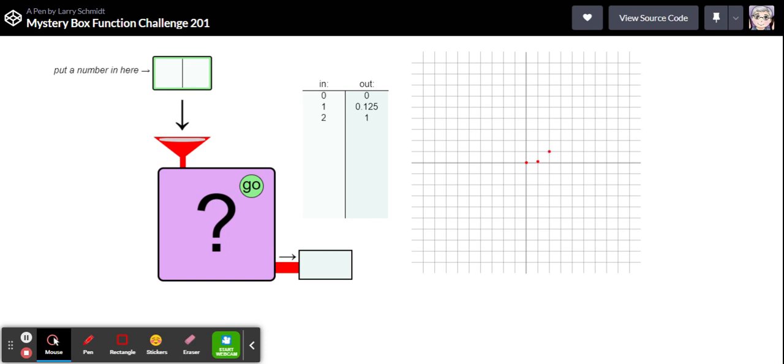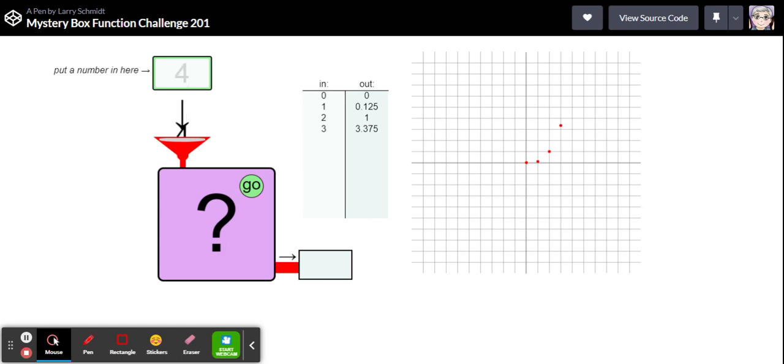So we went from 0 to 0.125, that's 1/8 up, and then we went 7 more eighths up to get to 1. So this is a curve for sure. I think that's clear from just looking at it. Let's put in a 3. Yeah, and the curve is continuing to accelerate upwards.